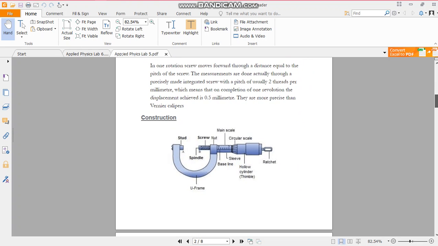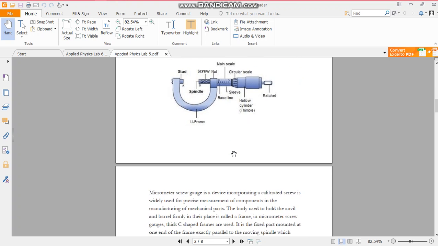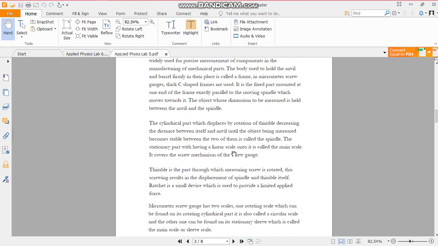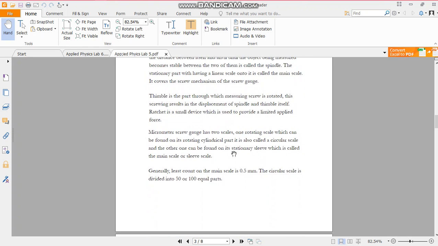So you have to read and remember all these parts which are defined here: A, B, C, and these all nuts and main scale, and here is all the detail for this, what this part generally does.